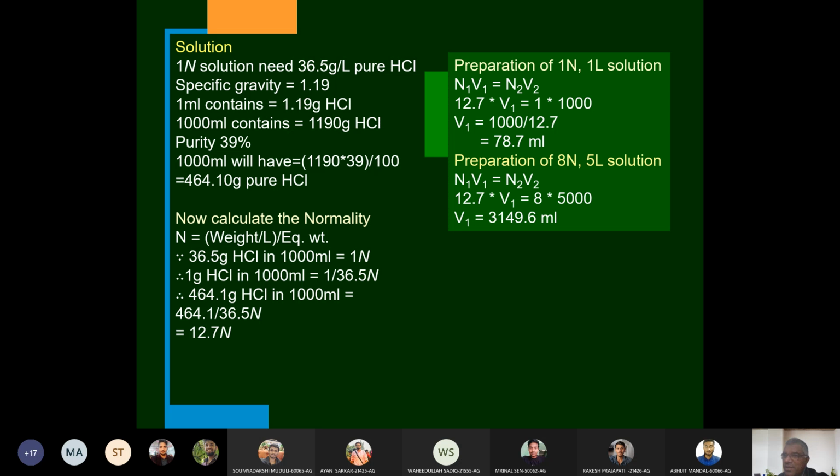N1 is the normality, 1, into V1 is equal to, suppose you want to make 0.2 normal, so 0.2 into 500 ml or 2000 ml, whatever you want. That way you can calculate the quantity of 1 normal solution and then make up the volume to the desired quantity. That is the way to dilute the solution. From this, you can dilute any solution with the help of N1V1 = N2V2. But you should know the normality of the acid or base, whatever you have. Then N1V1 is quite useful. Any problem up to now?